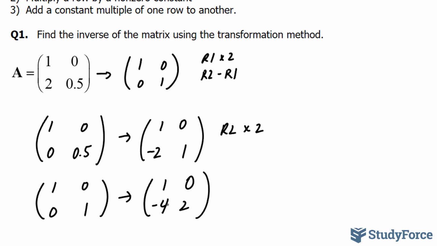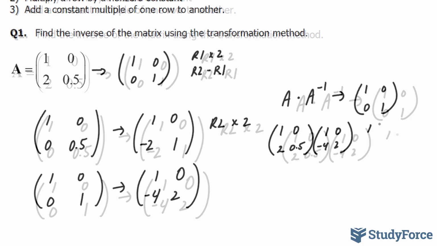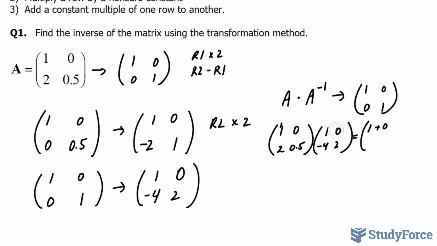But how do we check if we've done this correctly? Turns out that if you multiply A by its inverse, you should end up with the identity matrix. So let's test for that. Let's take matrix A and multiply it to the inverse. 1, 0, negative 4, and 2. 1 times 1 is 1. 0 times negative 4 is 0. 1 times 0 is 0. 0 times 2 is still 0.